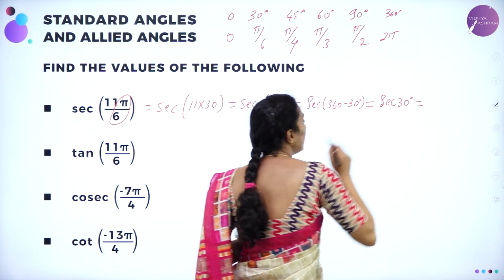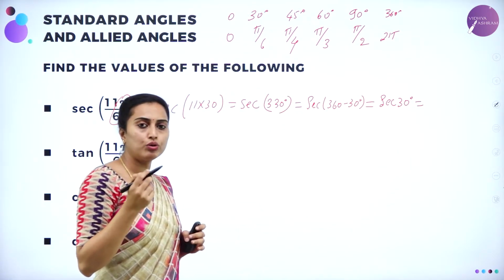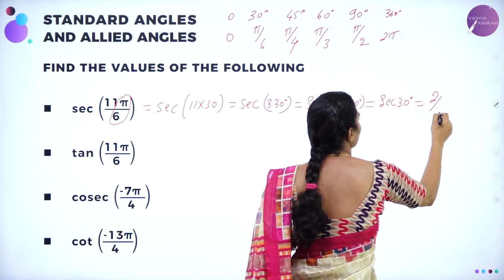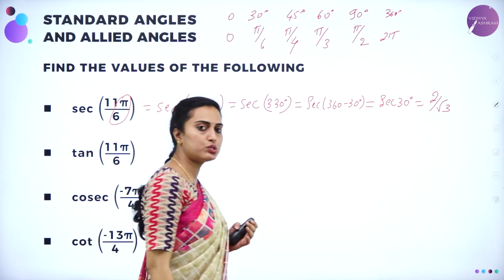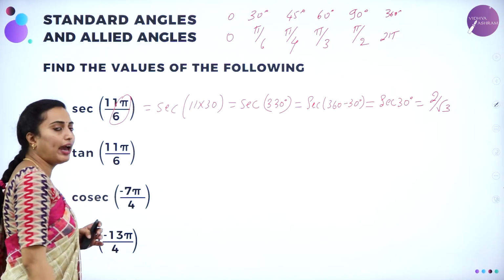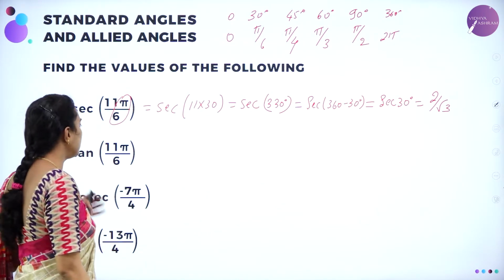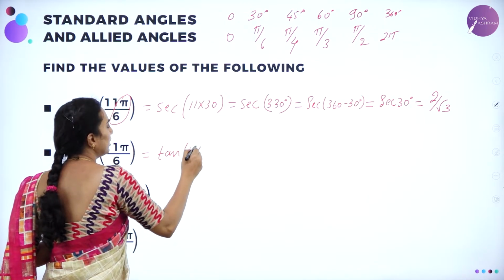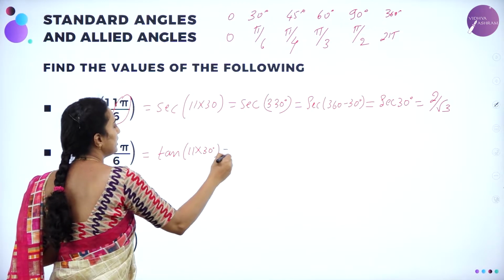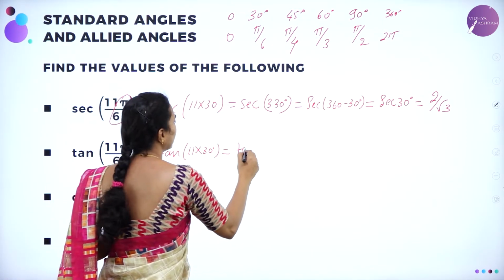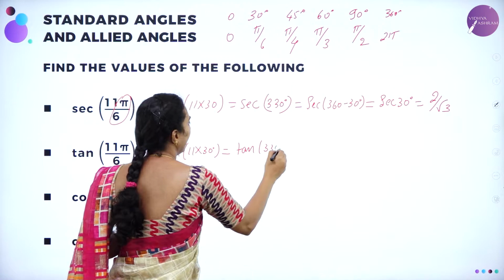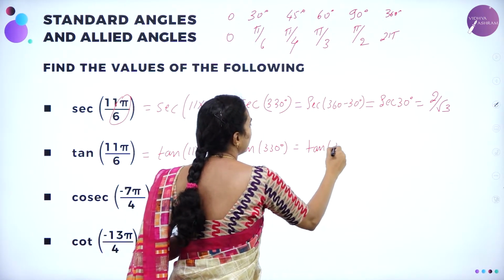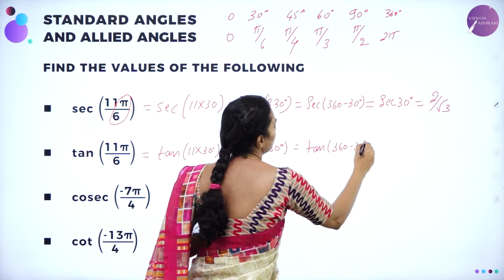Now you already know cos 30 degree gives you the value root 3 by 2. Secant 30 degree is 2 by root 3. That's it, dears. I hope you got this one. We'll move on to the next problem. Tan 11 pi by 6. You know pi by 6 is 30 degree again. So this also will become 11 into 30 degree, which is equal to tan 330 degree.